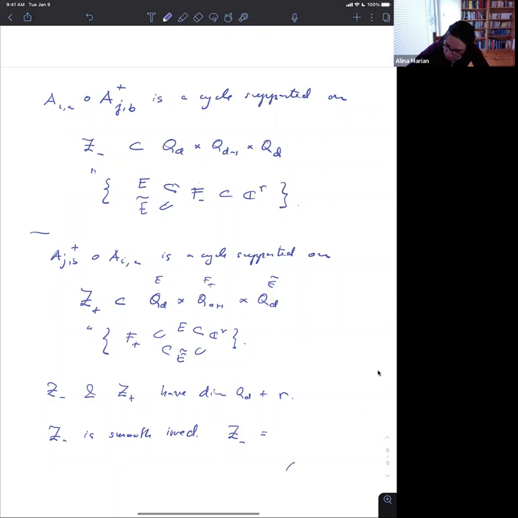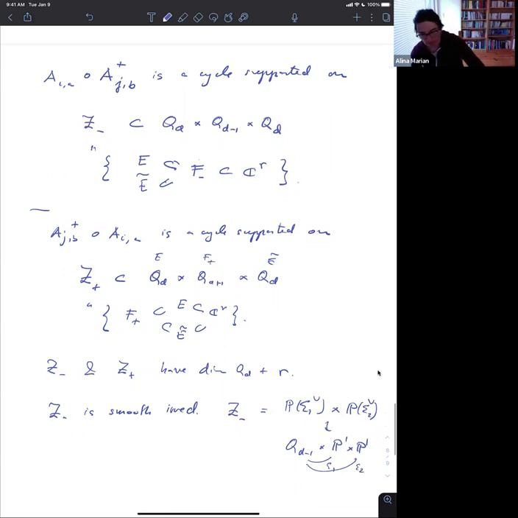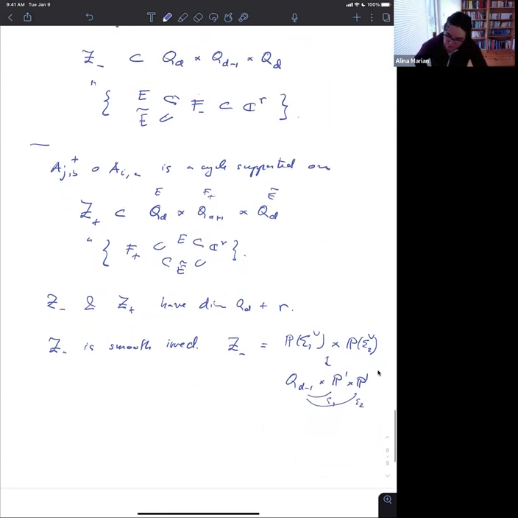So this is over Q D minus one, a product of two projective bundles. So here you have a universal E1 on the first copy of P1 and U2. So this is simpler, but this is not the case about Z plus. The Z plus is not irreducible. Z plus is not irreducible.